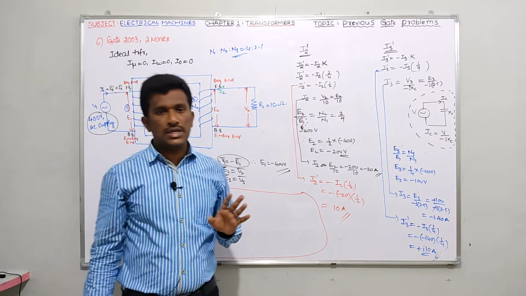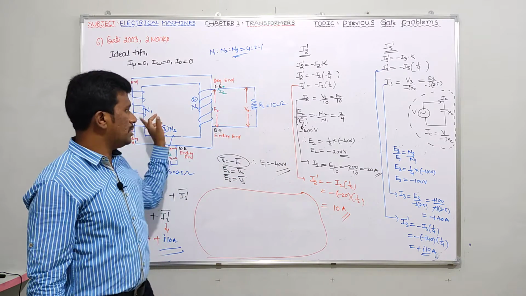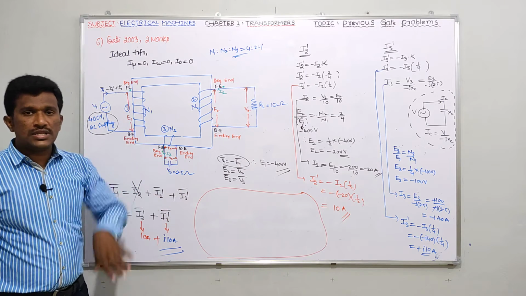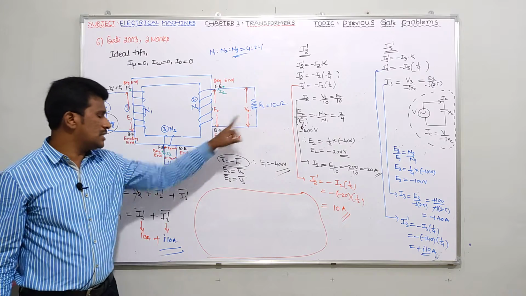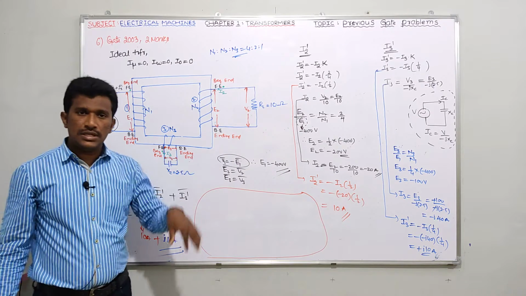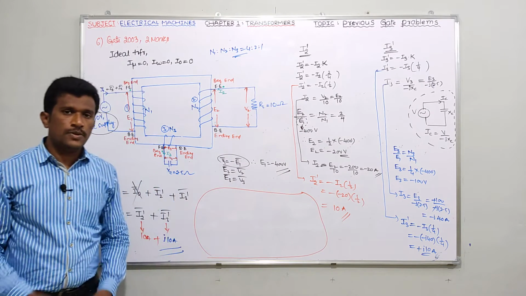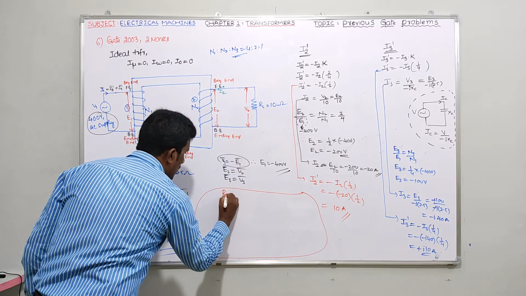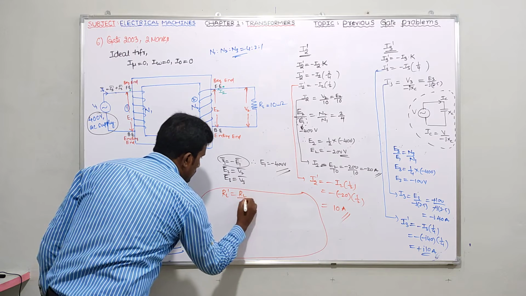Some people make a mistake here. Generally people refer RL towards the primary and XC towards the primary, that is okay. But after referring, instead of connecting RL dash and XC dash in parallel, they connect them in series. That gives the wrong answer. Please be careful. If RL refers to the primary, RL dash is RL by K square, no.